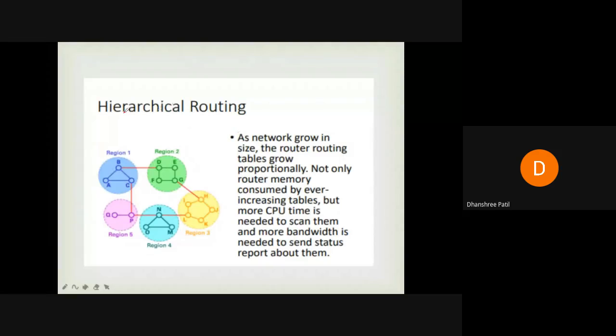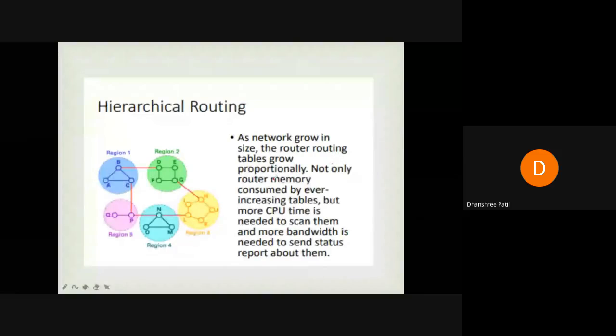Okay, hierarchical routing algorithm. Now, why is this algorithm used? If the network grows in size, then the routing table also grows proportionally. Obviously, if the size increases, every router has its own table, so while updating information the table will keep increasing. So if the network grows, then routing tables also grow.